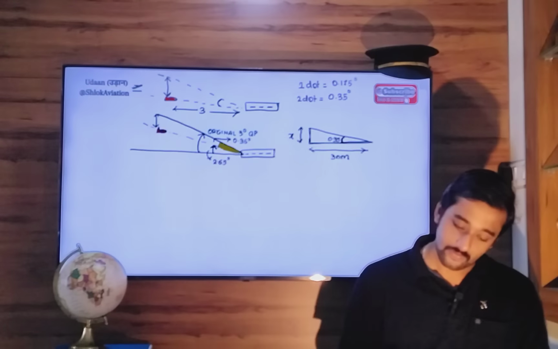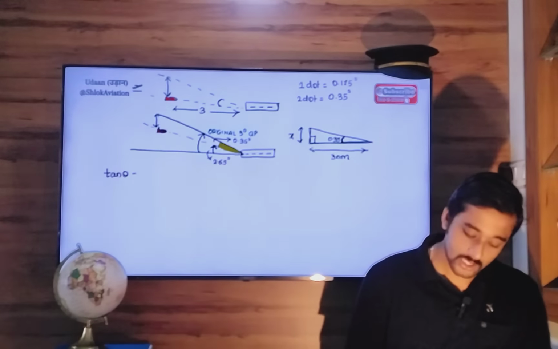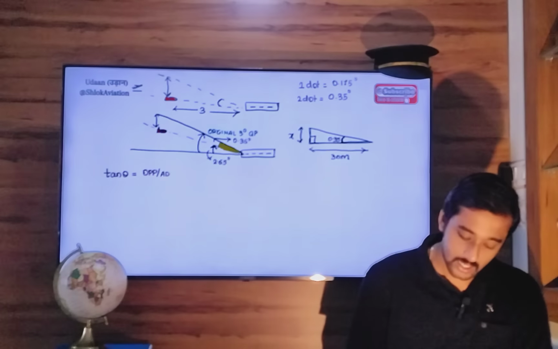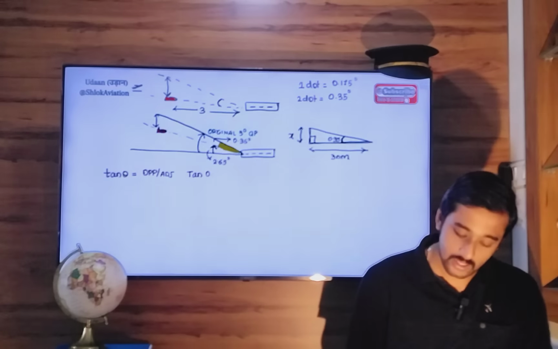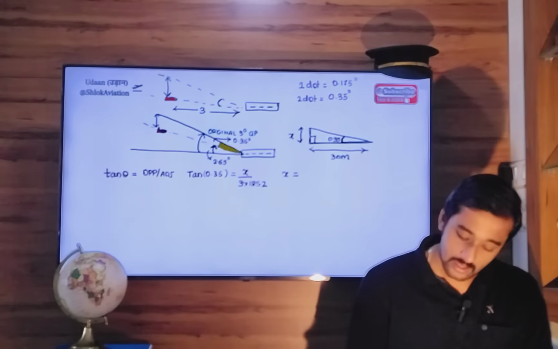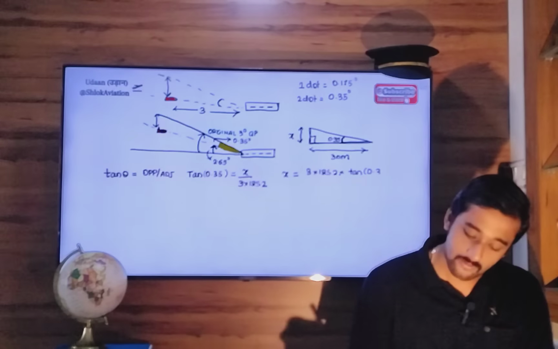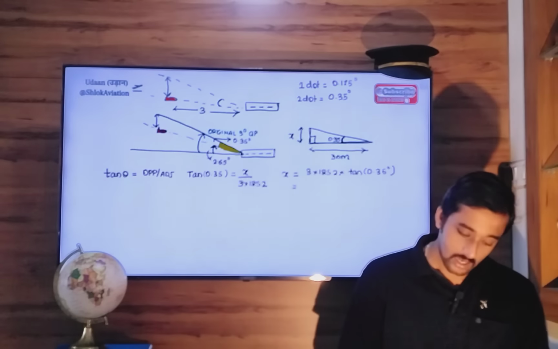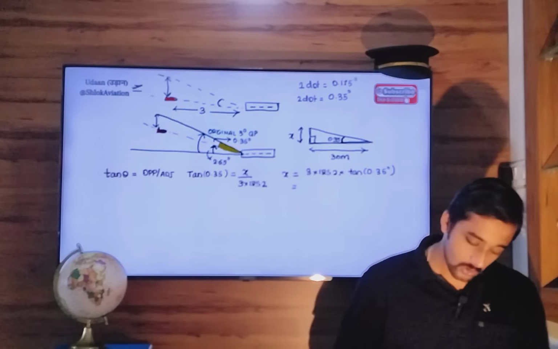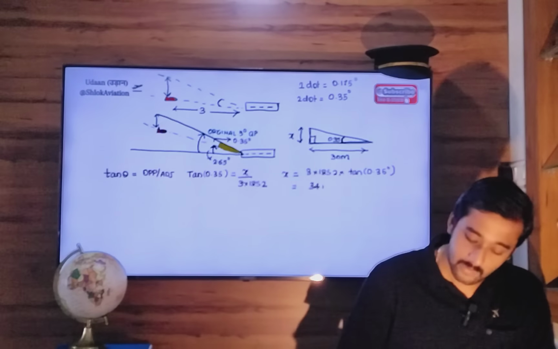So let's apply the tan theta formula again. Tan theta is opposite side upon adjacent side. So tan of 0.35 is opposite upon 3 nautical miles, 3 into 1852 meters. So x will be 3 into 1852 into tan 0.35 degree, which is 33.9 or 34 meters.